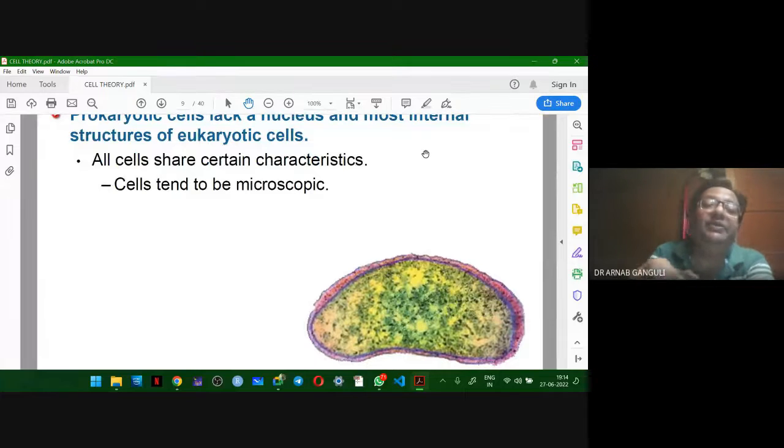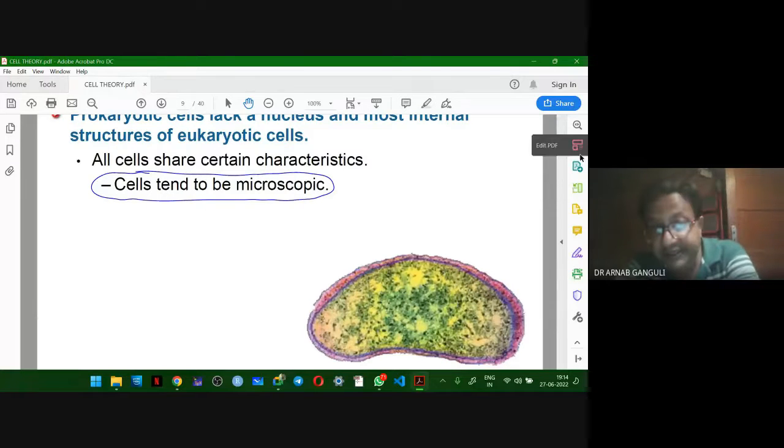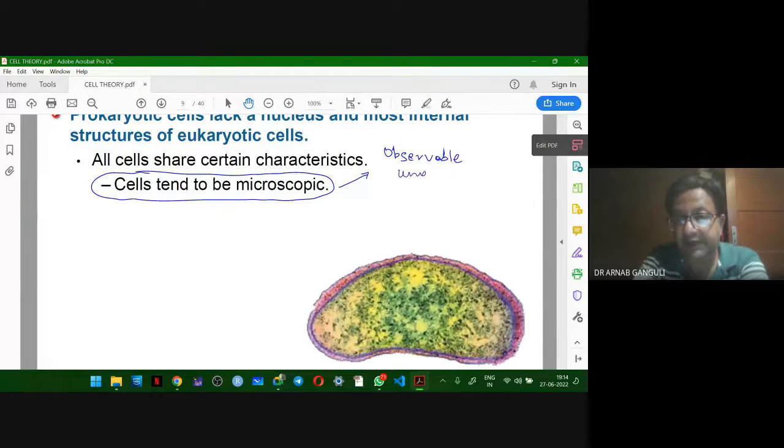One characteristic which they share is that they tend to be microscopic. The cells tend to be microscopic. That means they are observable under a microscope.